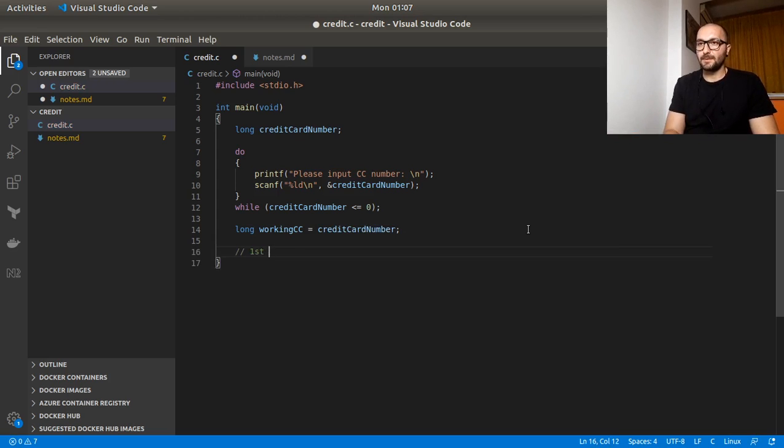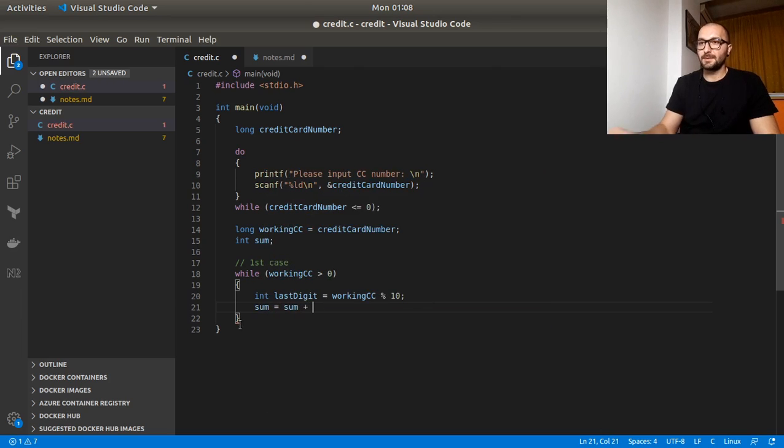So let's start with the first case, while working cc. So we need to make sure we don't go past 0. So while working cc is greater than 0, we will create int last digit equals working cc modulo 10. Okay, so this is what we said we're going to use to get the last digit. We actually need the sum here, and here we will add this up, sum plus last digit.